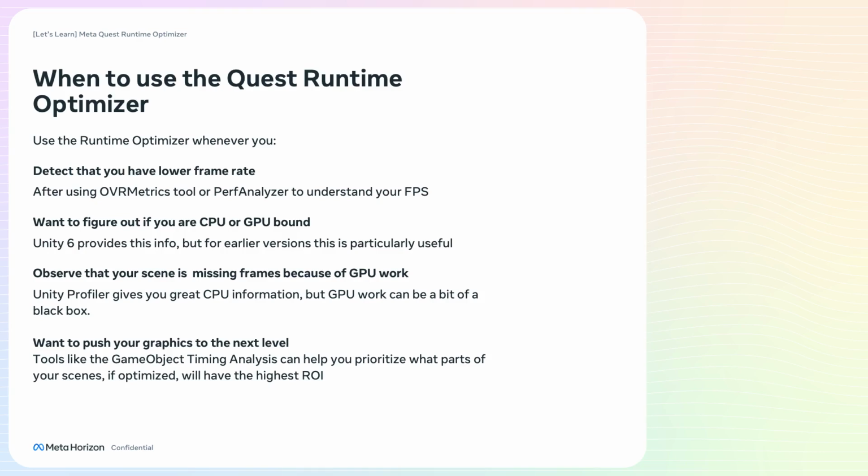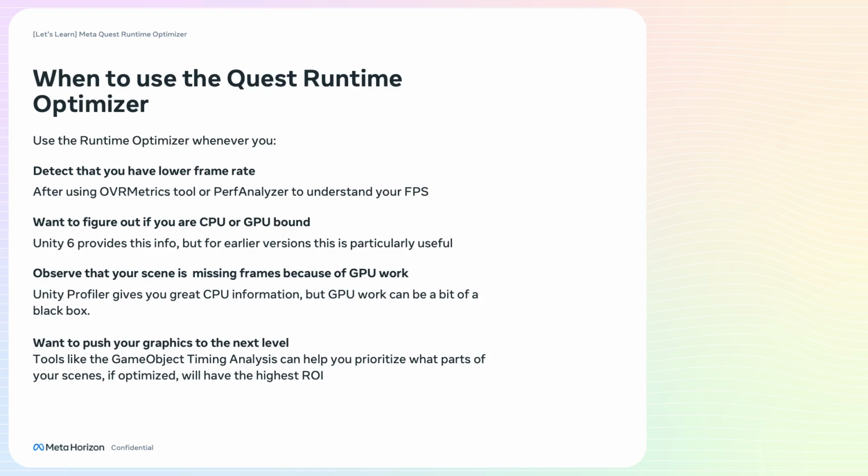There are also, as I mentioned, Unity tools that are very good for CPU debugging, but they tend to lack insight into what's happening under the hood for the GPU. So if you detect that, hey, I'm GPU bound and I want to take a step further and understand why I'm GPU bound, whether I'm texture bound or vertex bound, what is happening under the hood there, you should use the Runtime Optimizer.